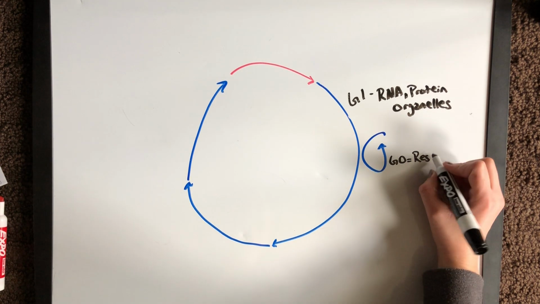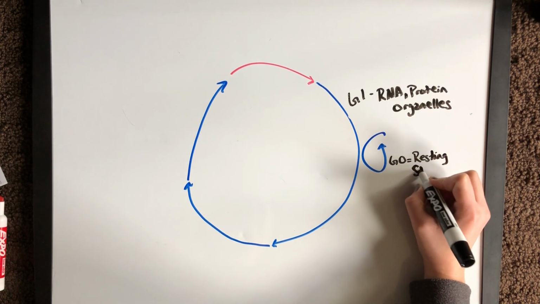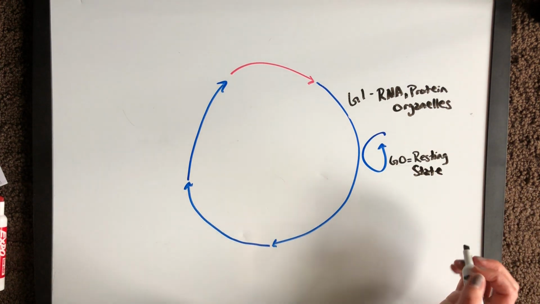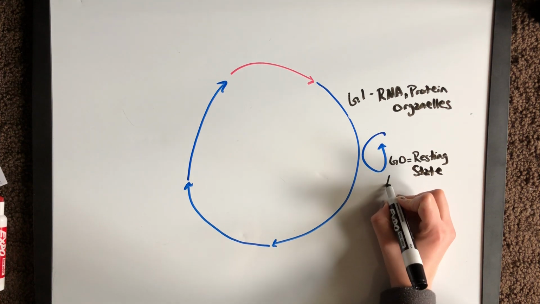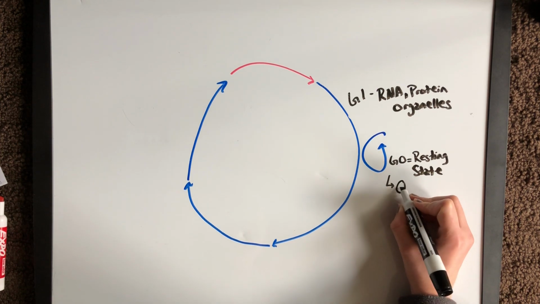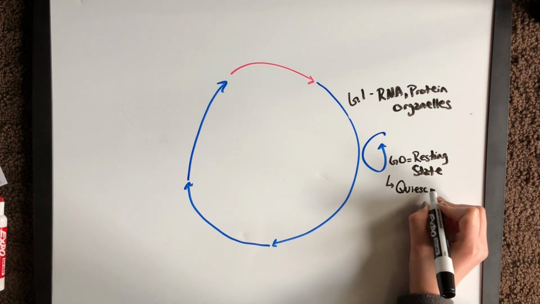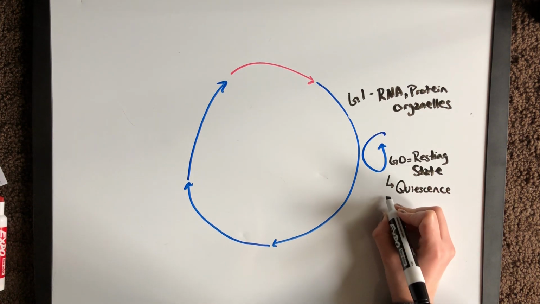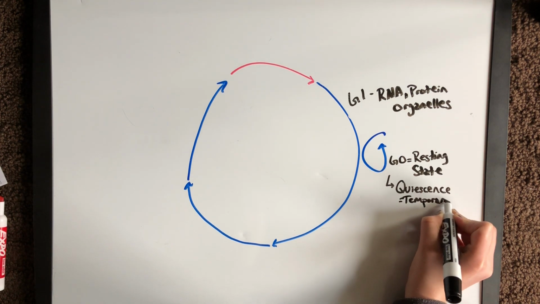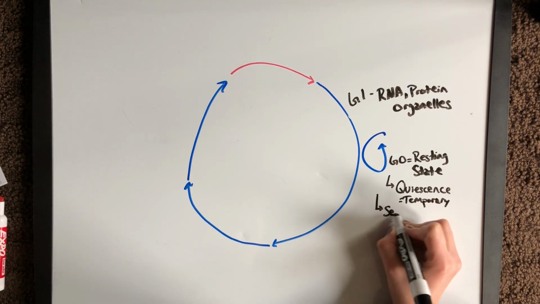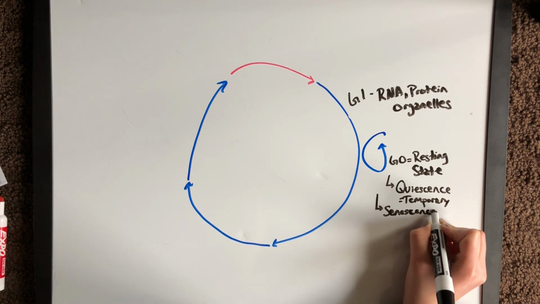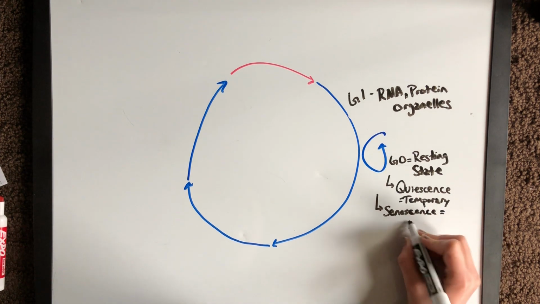It's our resting state. And then if the cell comes into the resting state, it can either go there temporarily or permanently. If it wants to go temporarily, that's called quiescence. That's temporary. And then senescence is permanent.